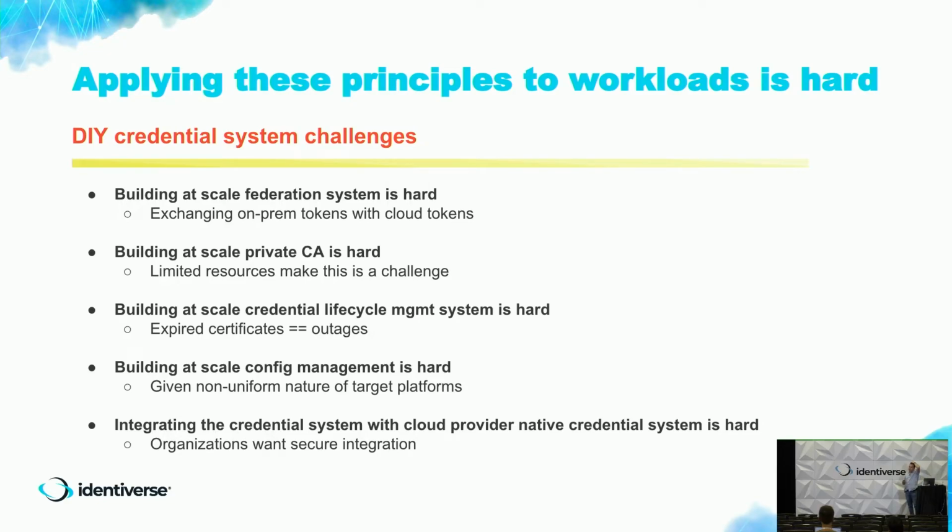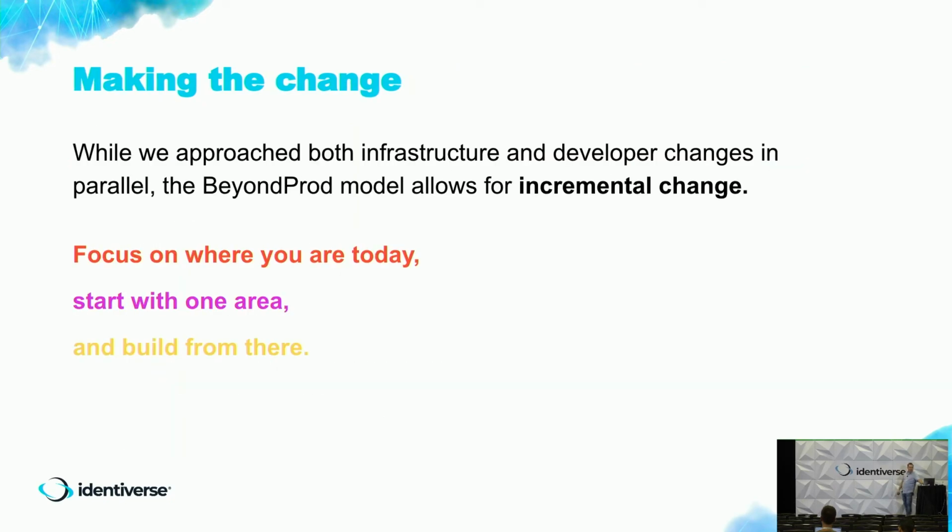And then, building at-scale config management is also hard because the target platforms might differ, right? You might have things deployed in Linux here and maybe BSD there or Mac here. Getting a system that can do heterogeneous config management is fairly tricky. At Google, we try and keep things uniform as much as we can, but we realize that that's not always an option for everyone out there. And then lastly, integrating the credential system with cloud provider or native credential system is also hard. Depending on who you're working with, it might be easier or harder to do these various plugins.